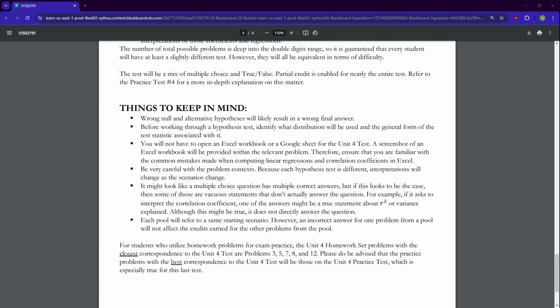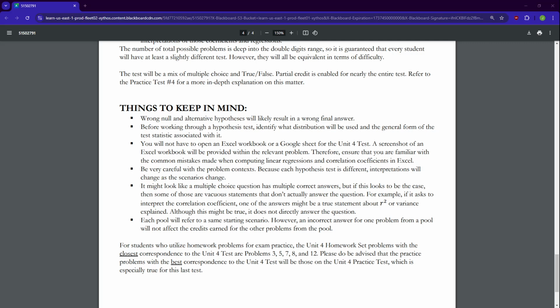And then again, as I mentioned earlier, just because you mess up one part of a question does not mean everything else is going to be marked as incorrect. Partial credit will be enabled for most questions, and just because one question doesn't go well doesn't mean you're going to be marked wrong for everything else. You'll be able to get the rest of the parts for any given scenario correct, so long as they're not wrong like the other one was.